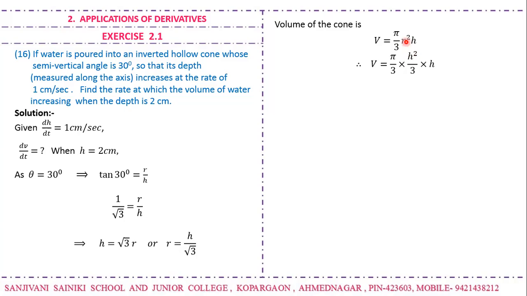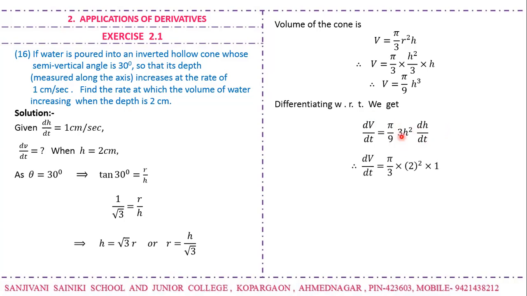Now what is r then? r is h upon root 3. Put that value, r is h upon root 3. So you get h square upon 3. Now 3 3s are 9, and h square into h is h cube. So pi by 9 h cube. Now we will differentiate this volume with respect to t. So dv by dt is pi by 9 into 3h square into dh by dt. 3 3s are 9. So pi by 3 into h square into dh by dt.